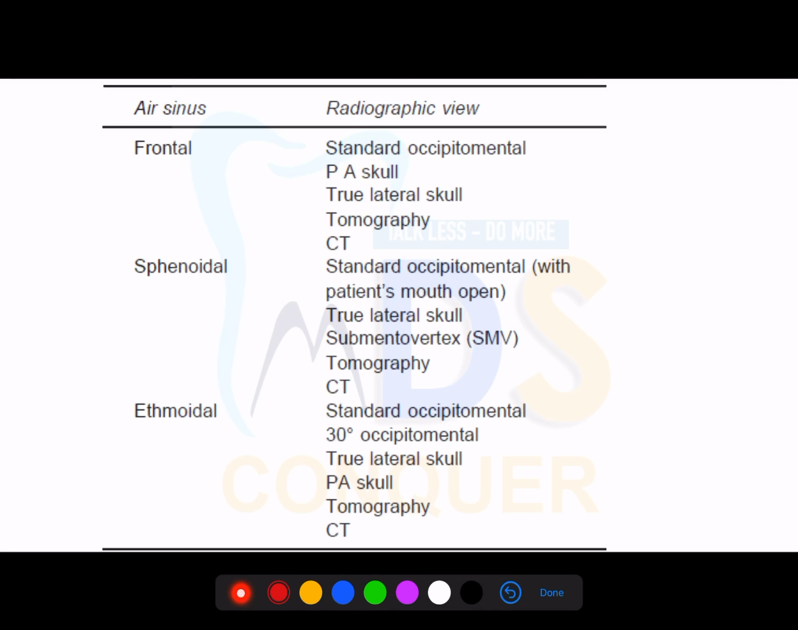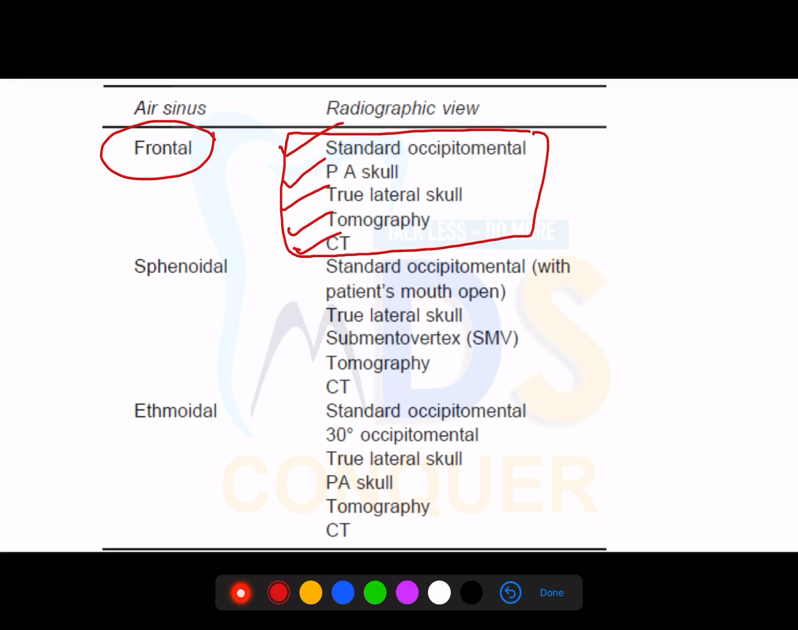So here is a list of extraoral radiographic views given for the sinuses. Now we will see how they are useful. The frontal sinus can mostly be evaluated by using a standard occipitomental view, a PA skull view, a true lateral skull, tomography and a CT scan. So all these are the radiographic views which are useful for evaluating the frontal sinus.